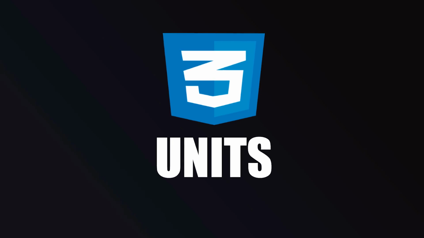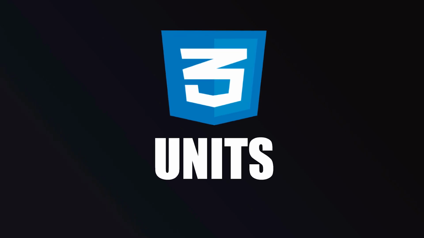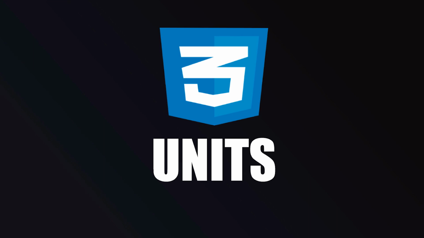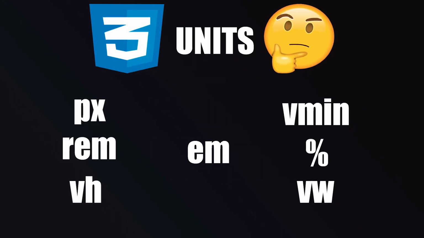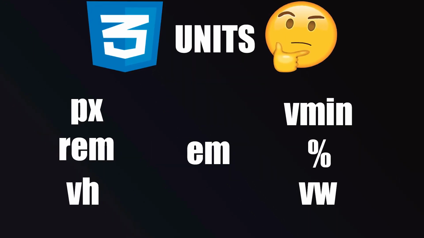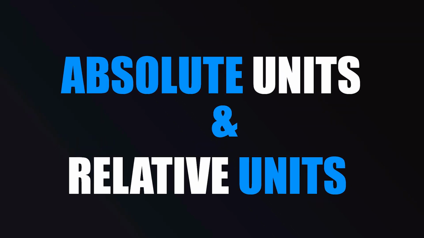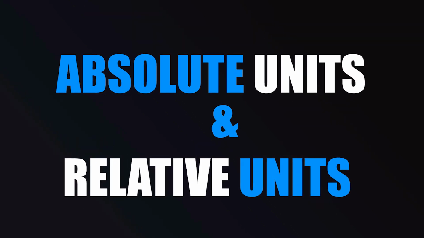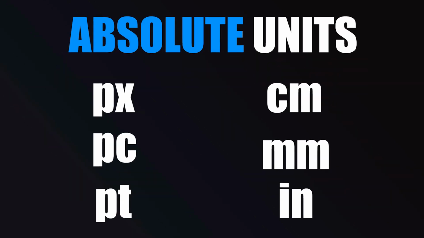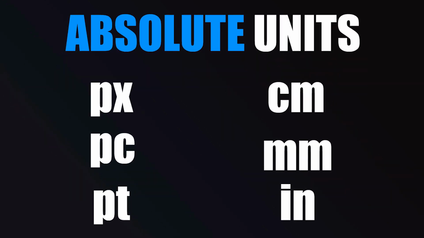In this video, we'll be looking at the CSS units and their differences. CSS has a bunch of units that we can work with. We can divide CSS units into two types. There are absolute units and relative units. Firstly, absolute units. Here is all of the absolute units in CSS.